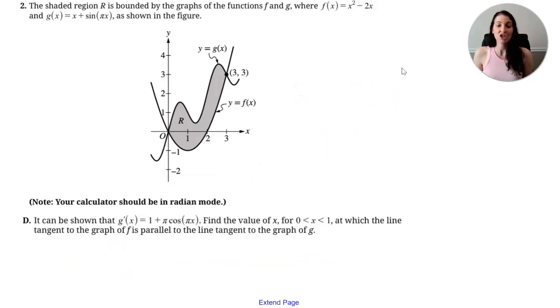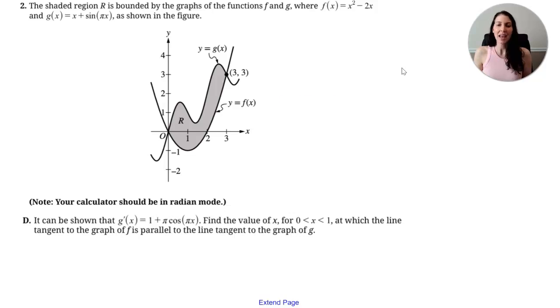It can be shown that g prime of x equals 1 plus pi cosine pi x. We need to find the value of x that's between 0 and 1, at which the line tangent to the graph of f is parallel to the line tangent to the graph of g. So what are we really doing in this problem?